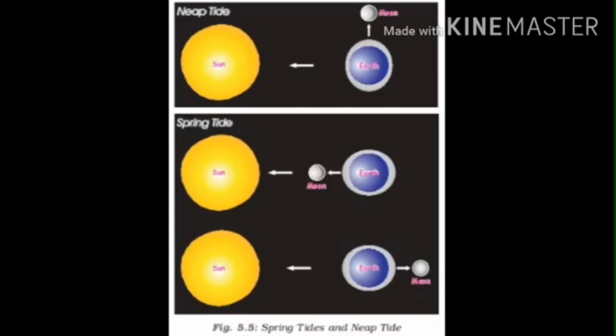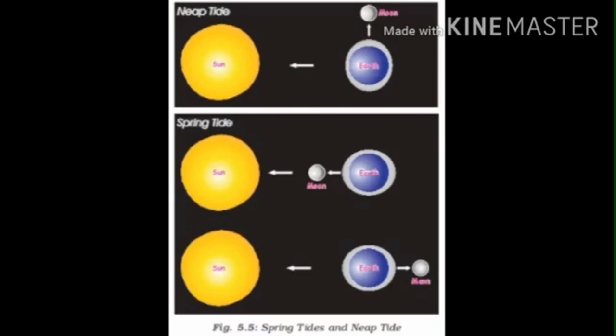Clear children? Now you understand what is meant by spring tides? When there is a new moon or full moon, that doesn't matter, the gravitational pull of the moon and the sun is combined. This is because the sun, moon and the earth are in a straight line. Due to the gravitational pull of both the sun and moon, high tides are formed. That is called spring tides.